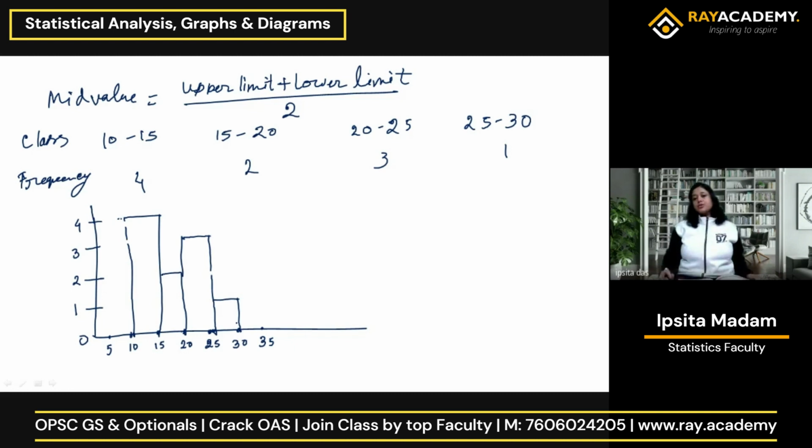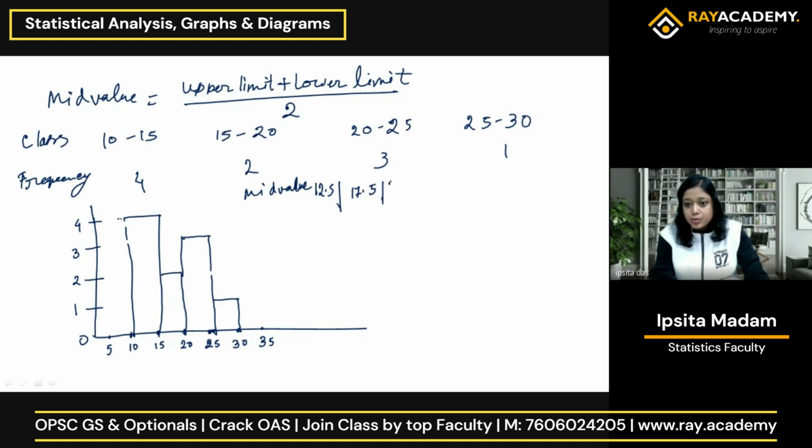And from the histogram, we draw a polygon. So we make a mid value for each class. For the first class, it will be 10 to 15. That is 10 plus 15 by 2. It will be 12.5. For the second class, 15 plus 20 by 2. That is 17.5. For the third, 22.5. And for the last, 27.5. Okay. And this obviously presented on a graph paper.